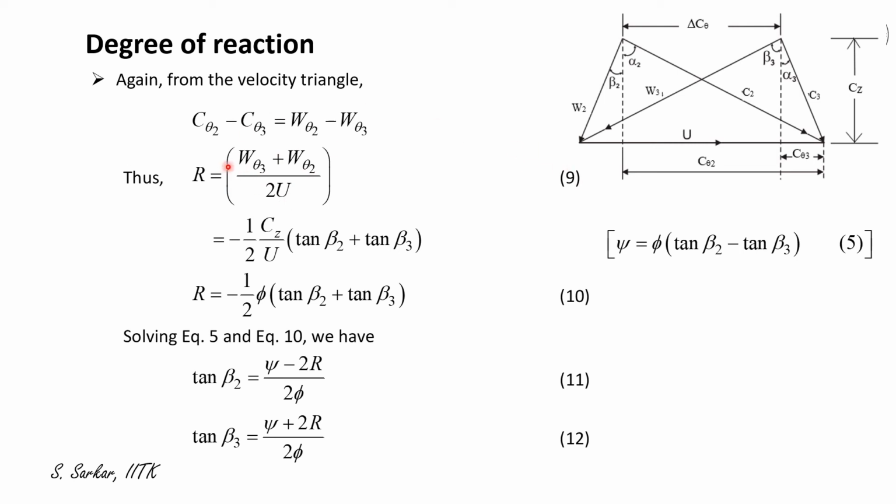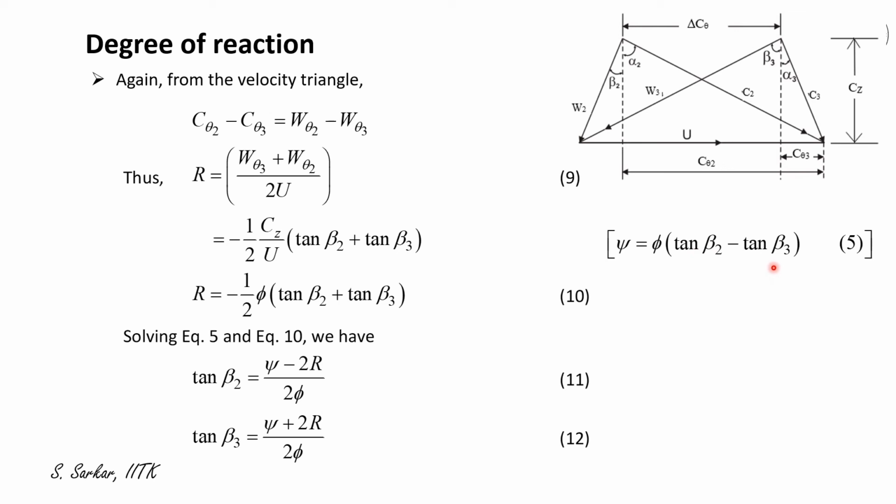Putting the value of W theta 2 and W theta 3 in terms of beta 2 and beta 3, R can be expressed as minus half Cz by U, within bracket, tan beta 2 plus tan beta 3. Cz by U is the flow coefficient phi, so R can be expressed as minus half phi, tan beta 2 plus tan beta 3. Now we have already proved xi is equal to phi within the bracket tan beta 2 minus tan beta 3.